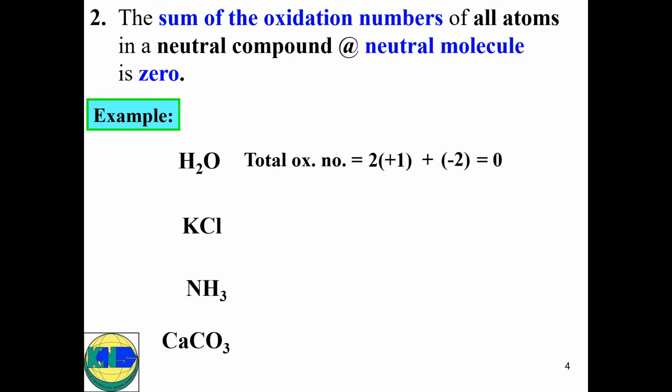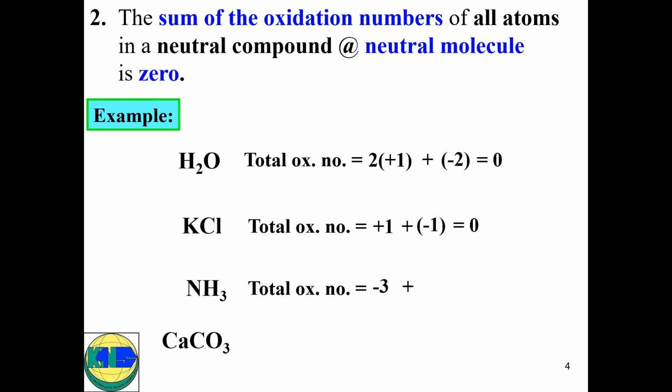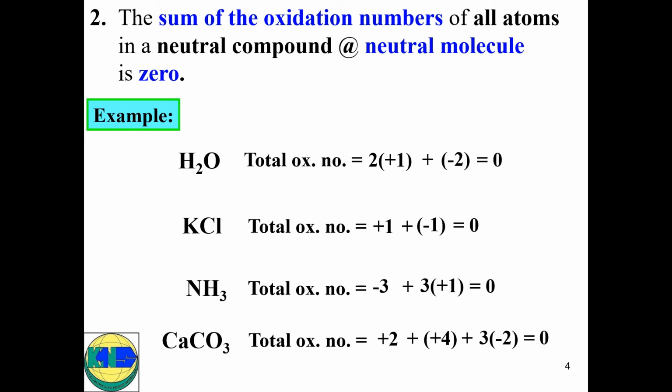As for potassium chloride, potassium is positive 1 plus Cl minus is negative 1 oxidation number, so the total is still 0. For ammonia, NH3, nitrogen is group 15, which the oxidation number is negative 3, plus hydrogen positive 1 multiplied by 3, so the total is still 0. For calcium carbonate, calcium is positive 2, which is from group 2, plus carbon positive 4, plus oxygen negative 2 multiplied by 3, so the total is still 0.